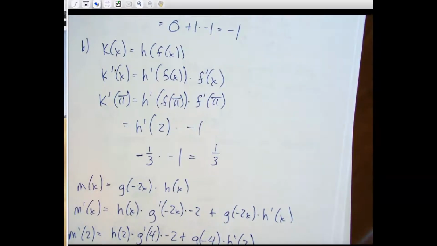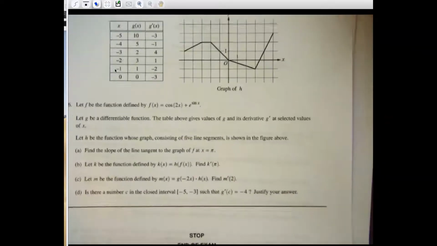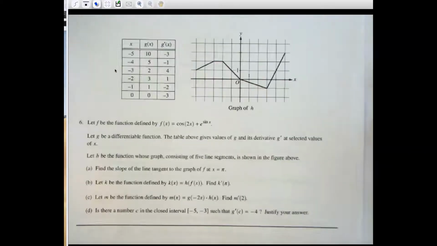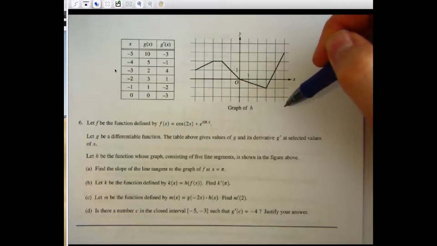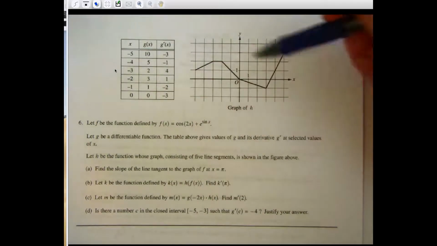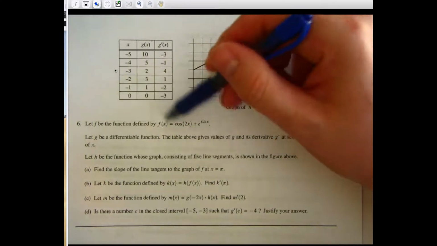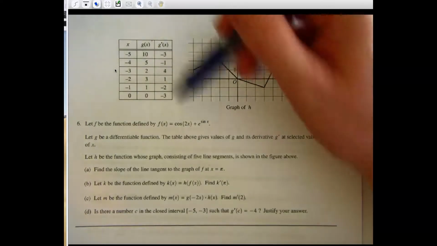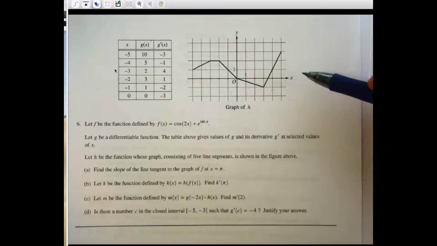Number 6. Okay, so they give us this. They got a table and a chart, and this is the graph of H. We also have G, and we also have F. So F is a graph, G is a table. I'm sorry, H is a graph, G is a table, and F is an equation. So then we're going to have to work with those.